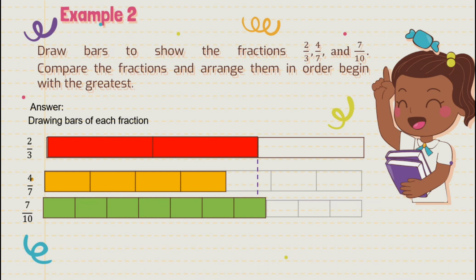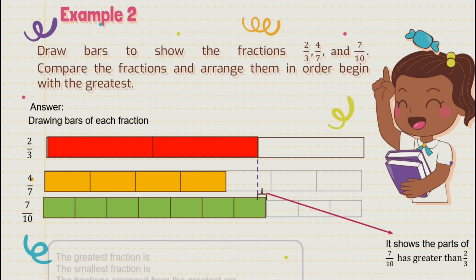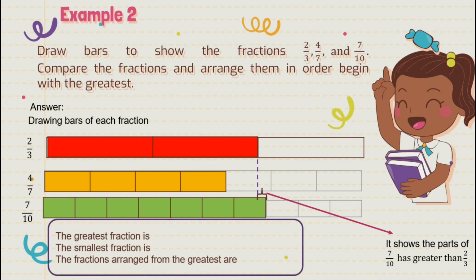Now, between 2/3 and 7/10 there is a difference. It shows the part of 7/10 is greater than 2/3. The greatest fraction is 7/10. The smallest fraction is 4/7. The fractions arranged from the greatest are 7/10, 2/3, and 4/7.